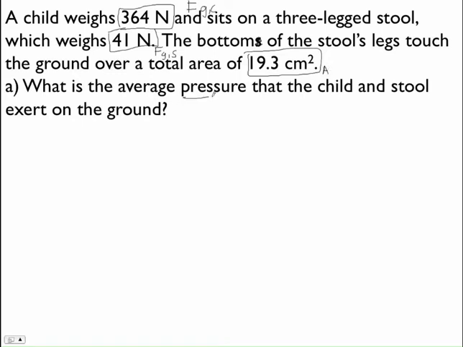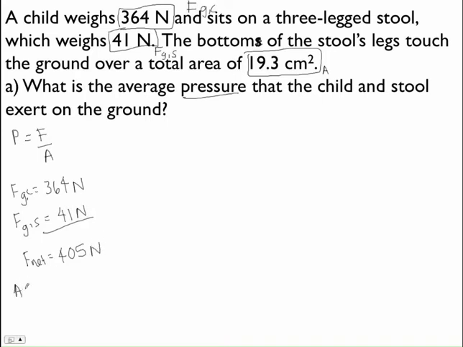And then it says, what is the average pressure that the child and the stool exert on the ground? And so our pressure formula is pressure is equal to force divided by area. Okay, and we have a couple forces, the child and the stool. And since the child is sitting on the stool and they want the force that the child and the stool create, we need to add these two together. So we can just add them together, and we'll get our net force, which is the one that we're really going to worry about. And it's going to be 405 newtons.